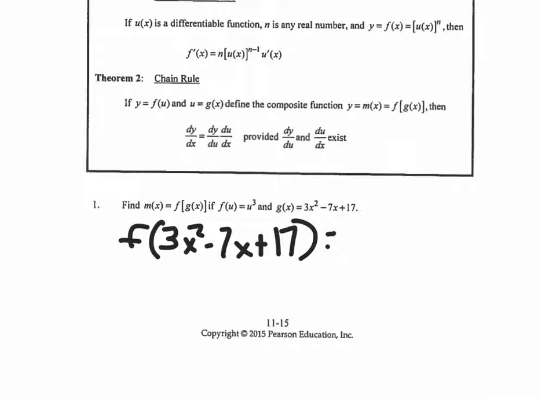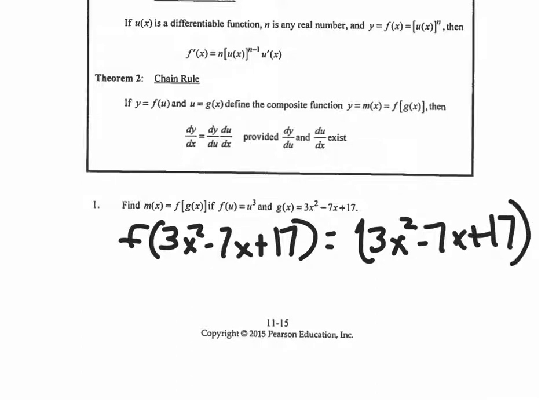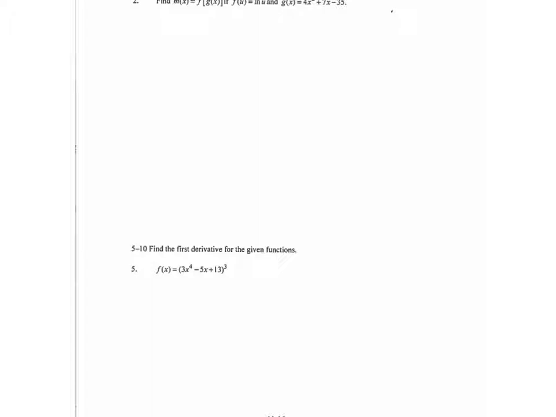Now, if I look at what the f function is, then whatever went in for the x is supposed to have what happened to it? Yeah, it's just cubed. So that means everything that went in for x, the 3x squared minus 7x plus 17, is going to be cubed. And that would be our composite function. All right? So far, does that make sense? We're going to do one more of those. Practice making the composite function.